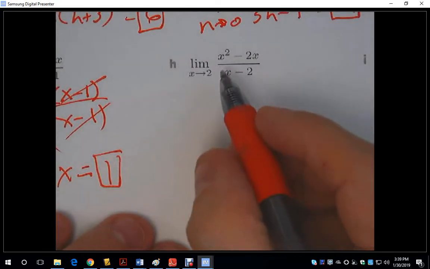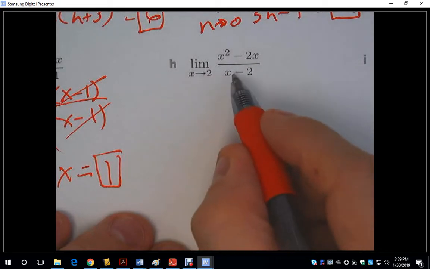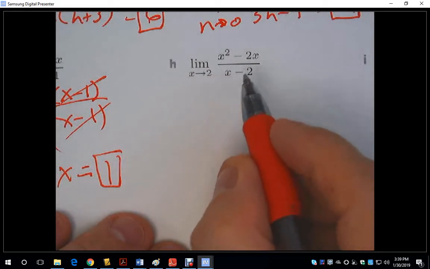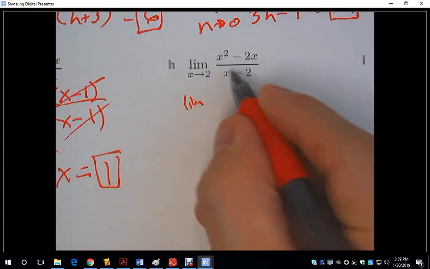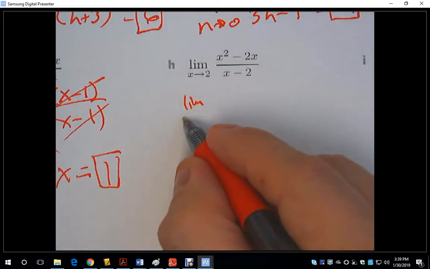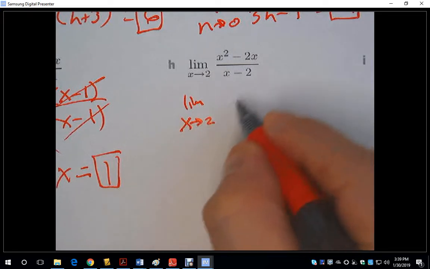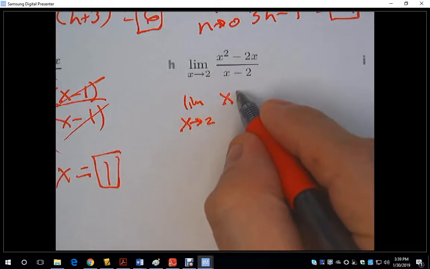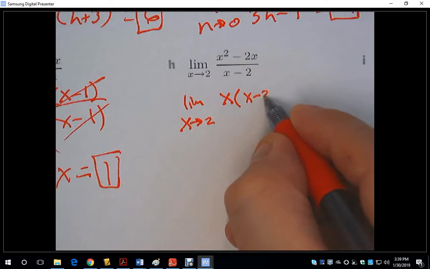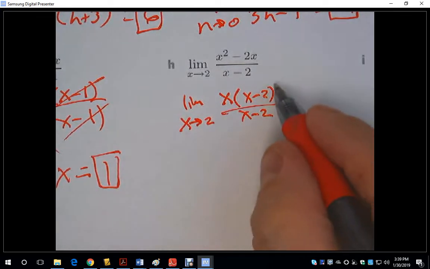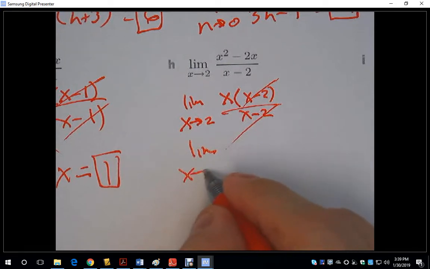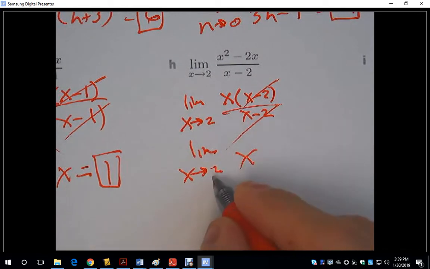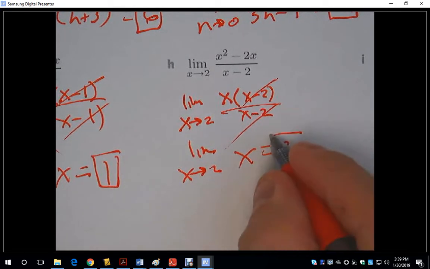All right, the next one. If I plug in the 2, I get 2 minus 2, which is 0 in the denominator. Again, undefined. So I'm going to rewrite. I'm going to factor out whatever I can in the numerator. So I have a limit as x approaches 2 of x times x minus 2 over x minus 2. Well, x minus 2 divided by x minus 2 is 1, leaving me with the limit as x approaches 2 of x, which is then going to give me 2.